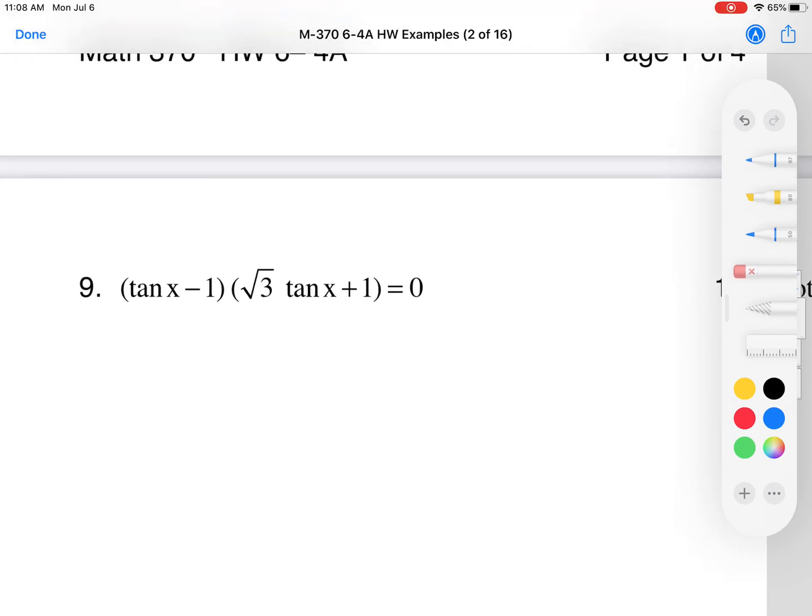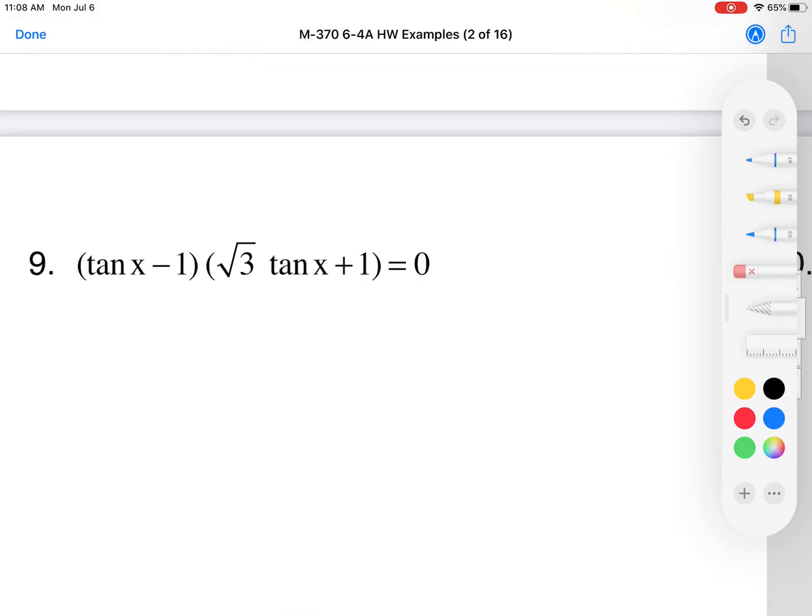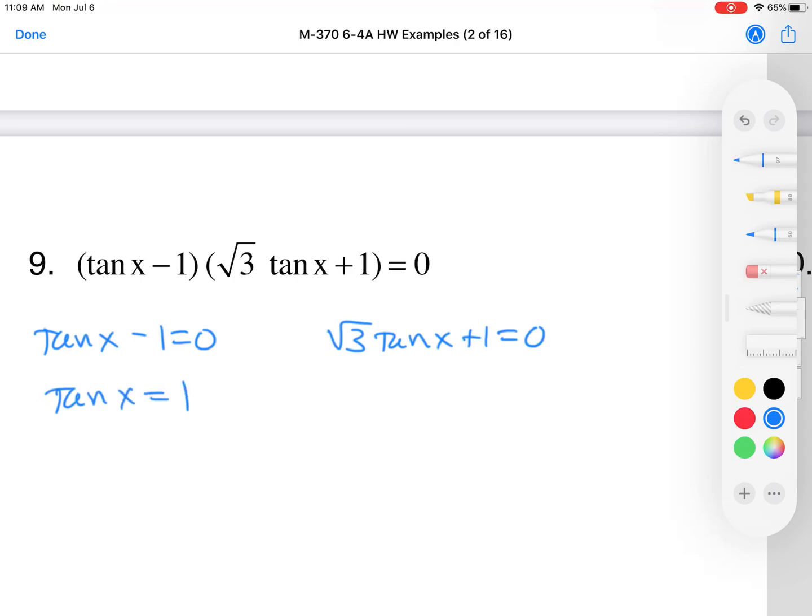Let's do a tangent. We haven't done a tangent yet, so let's take a look. Similar to the one we just did, we are going to say either tangent x minus 1 is equal to 0, or root 3 tan x plus 1 is equal to 0. That means either tangent x is equal to 1, or tangent x is equal to subtract the 1 over and divide by root 3. Make sure you're doing your signs correctly. I think I'm good there.